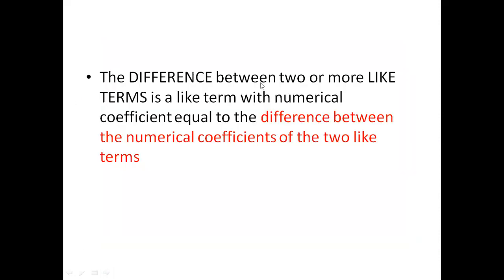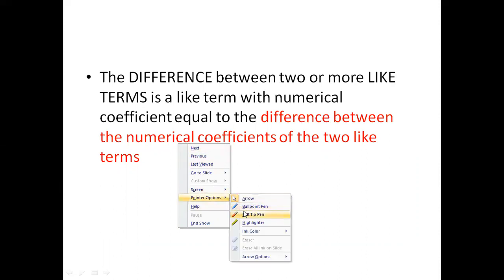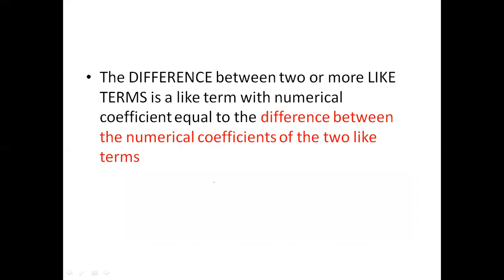The difference between two or more like terms is a like term with numerical coefficient equal to the difference between the numerical coefficients of the two like terms. So now children, we know that the word difference means we need to use the minus sign between two or more like terms. Like terms means both the terms need to be the same.